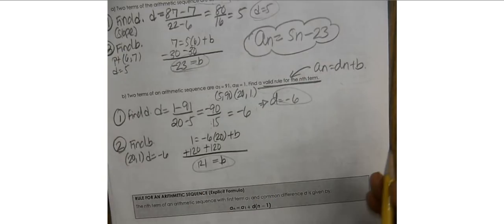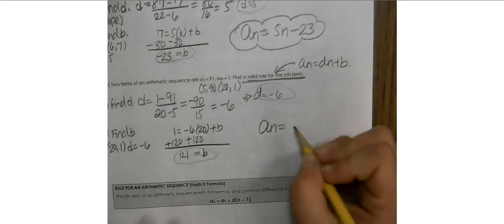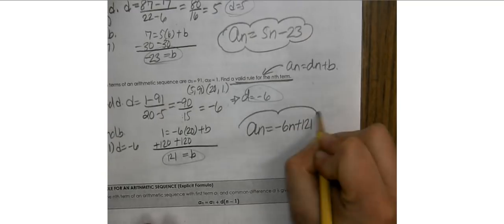My D value is negative 6, and I'm going to plug these values into my formula. So I have 1 is equal to negative 6 times 20 plus B. Negative 6 times 20 is negative 120, so I'm going to add 120 to both sides. And when I do that, I find that my B value is equal to 121. So now that I have my D value and my B value, I'm ready to write my equation, and that is A sub n is equal to negative 6 times n plus 121. And there is my answer.